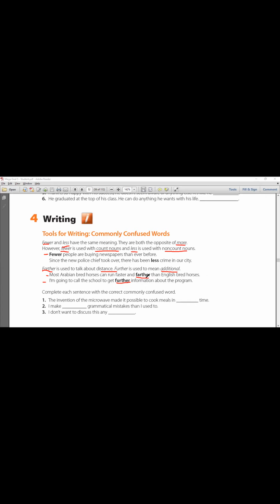Okay, one letter different, but it changed the meaning. It's just the A and the U. You see the A and the U. Now we're going to complete each sentence with the correct commonly confused word. Okay, what do you think? We're going to complete with fewer or less, farther or further. Now let's see. Do you want to have some time? Yes. Okay.